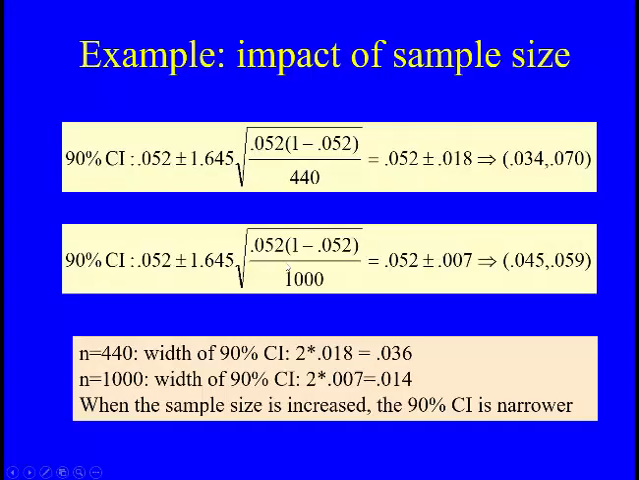All right, let's talk about the impact of the sample size here. Suppose this is my original 90% confidence interval, but I only talked to 440 people. But if I talked instead to 1,000 people here, look what happens to my margin of error. When I talked to 440 people, it was 0.018. But when I talk to 1,000 people, my margin of error goes to 0.007. So it looks like the interval gets smaller. So when the sample size is increased, we're seeing that the 90% confidence interval is narrower.